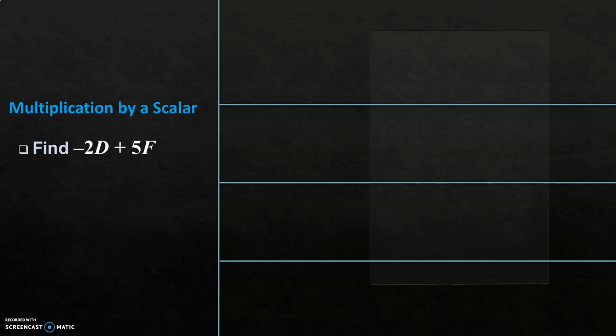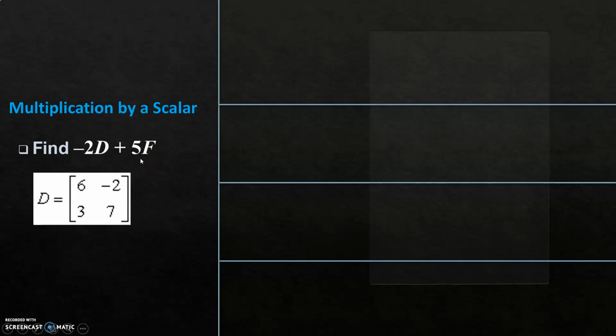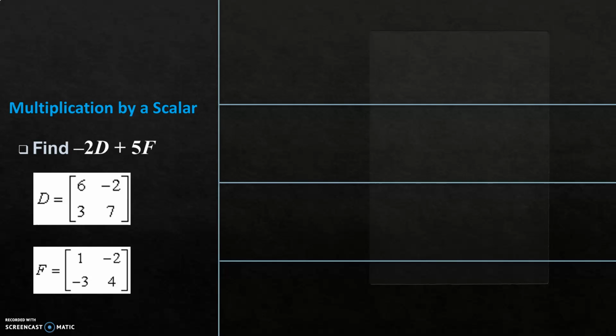Look at another one. Find minus 2D plus 5F. This is the question. Here we need to find two scalar multiplications and take the sum of both answers: minus 2 with D, and 5 into matrix F. Two matrices are given here, D and F. Matrix D has rows 6, minus 2 and 3, 7. Matrix F has rows 1, minus 2 and minus 3, 4.